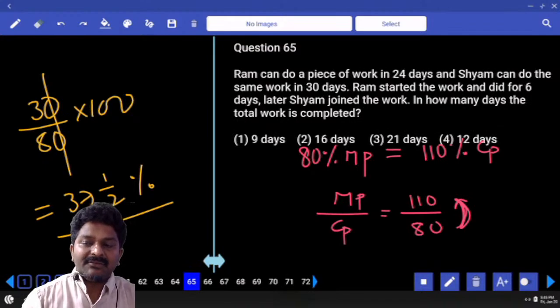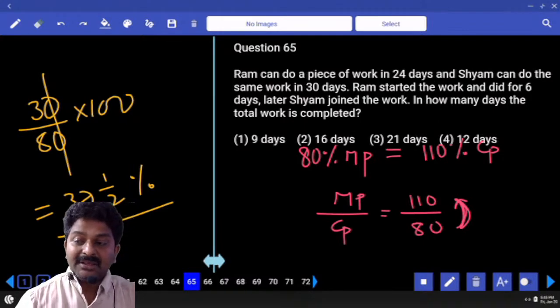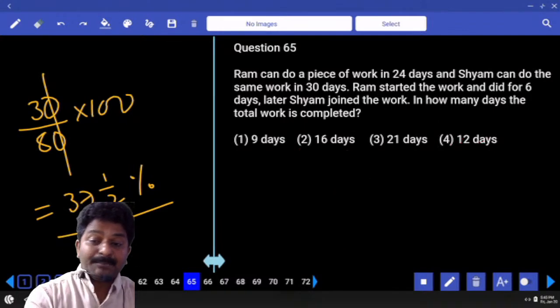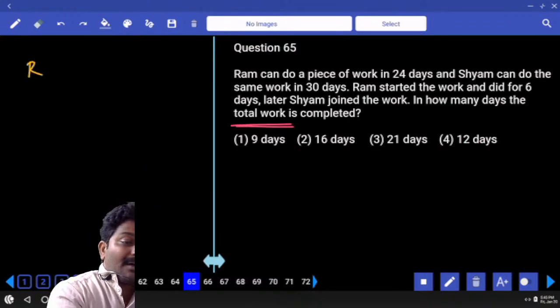Ram can do a work in 24 days and Sham can do the work in 30 days. Ram started work and did for 6 days. Later Sham joined the work. In how many days is the total work completed? Do remember, they are talking about the total work. Now Ram and then Sham we have. Ram can do it in 24 days. Sham can do it in 30 days.